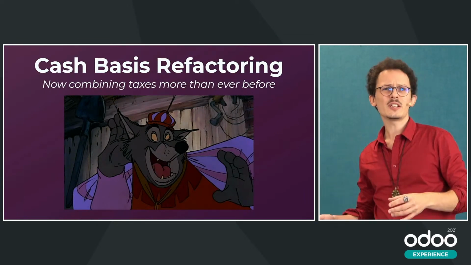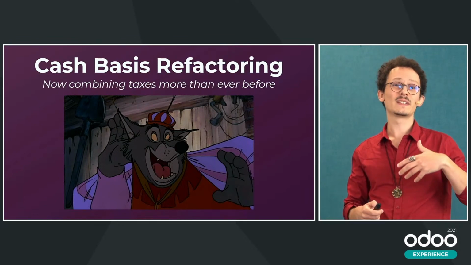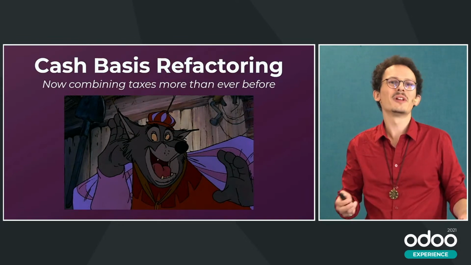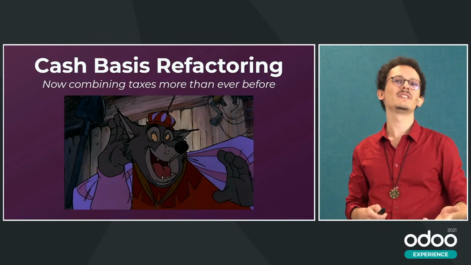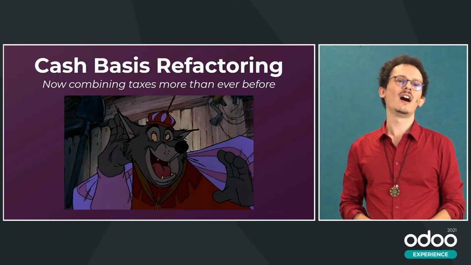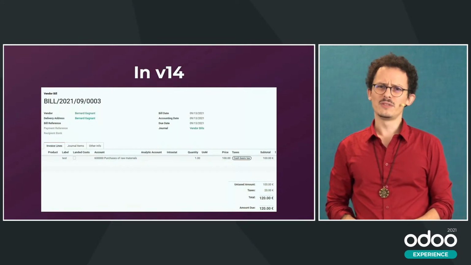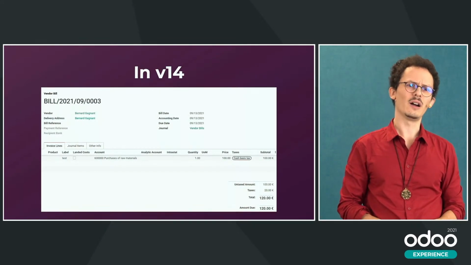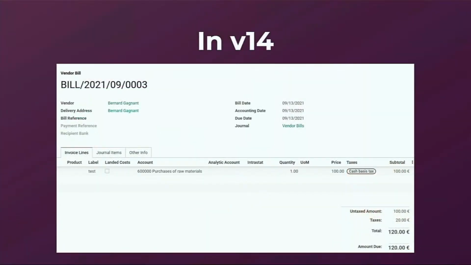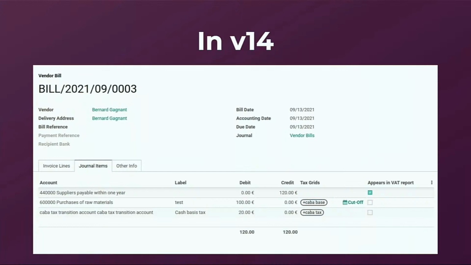And next to the cash basis taxes, you have what we call taxes exigible on invoice. So the regular ones, the ones you declare when you're doing the invoice and for the full amount of the tax. So let's consider an example in V14 to see how we were doing with those things before. Here is just a vendor bill with a cash basis tax of 20%. If we have a look at the move lines, here's what we get.